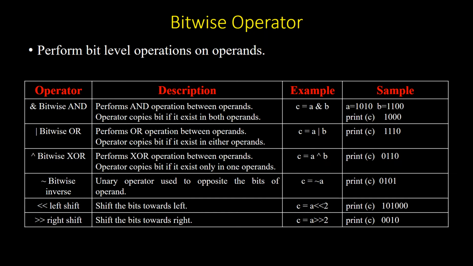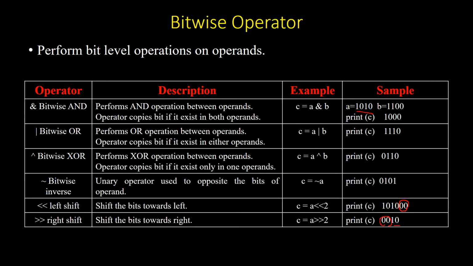Then the left shift moves the bits towards the left side. For example, if I give a left shift of 2, suppose I have the a value as 1010, on the right side I add two zeros. The next one is the right shift. It shifts the bits towards the right side. So for the a value 1010, 00 is added in front and then the 10 value is what remains. So that is the left shift.